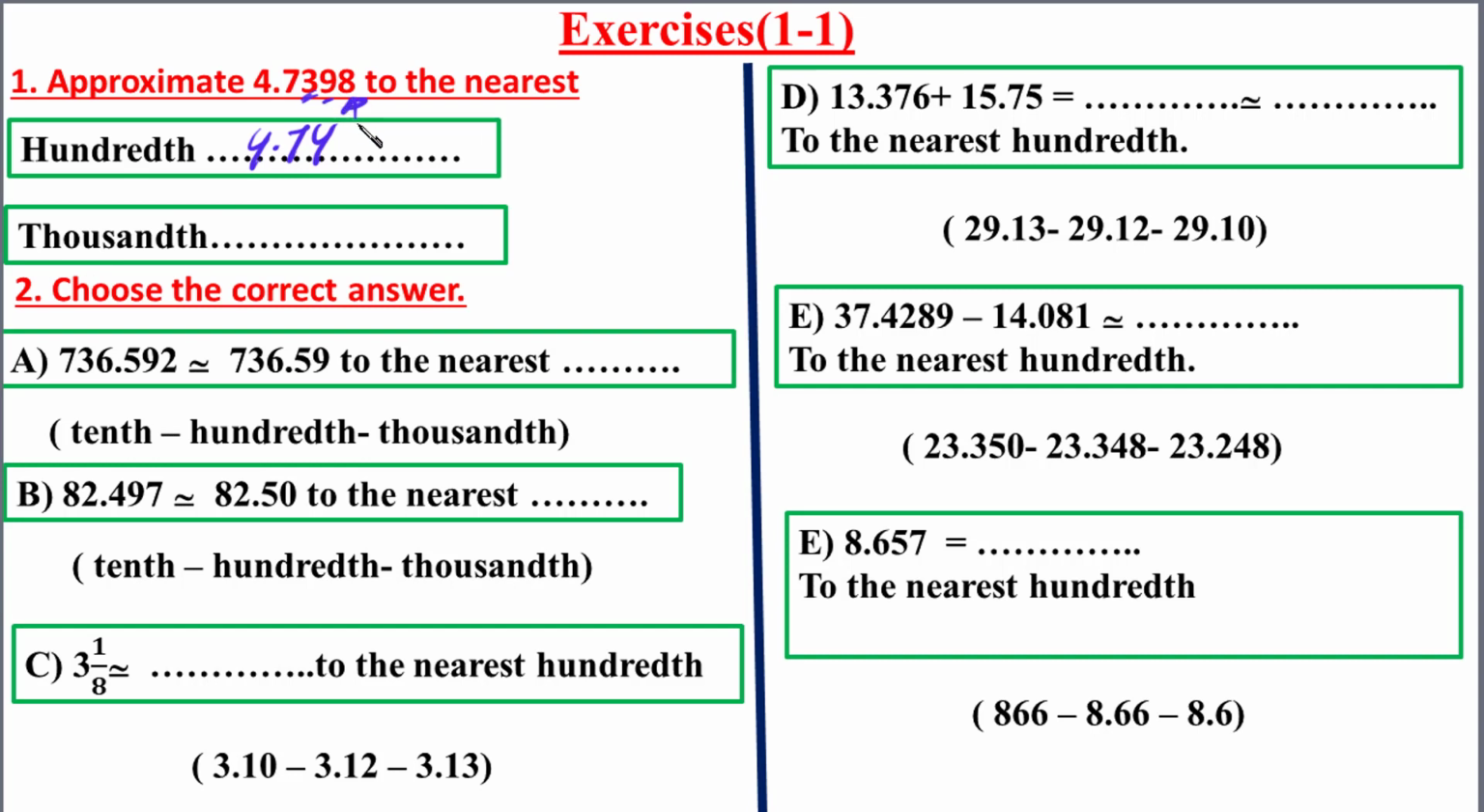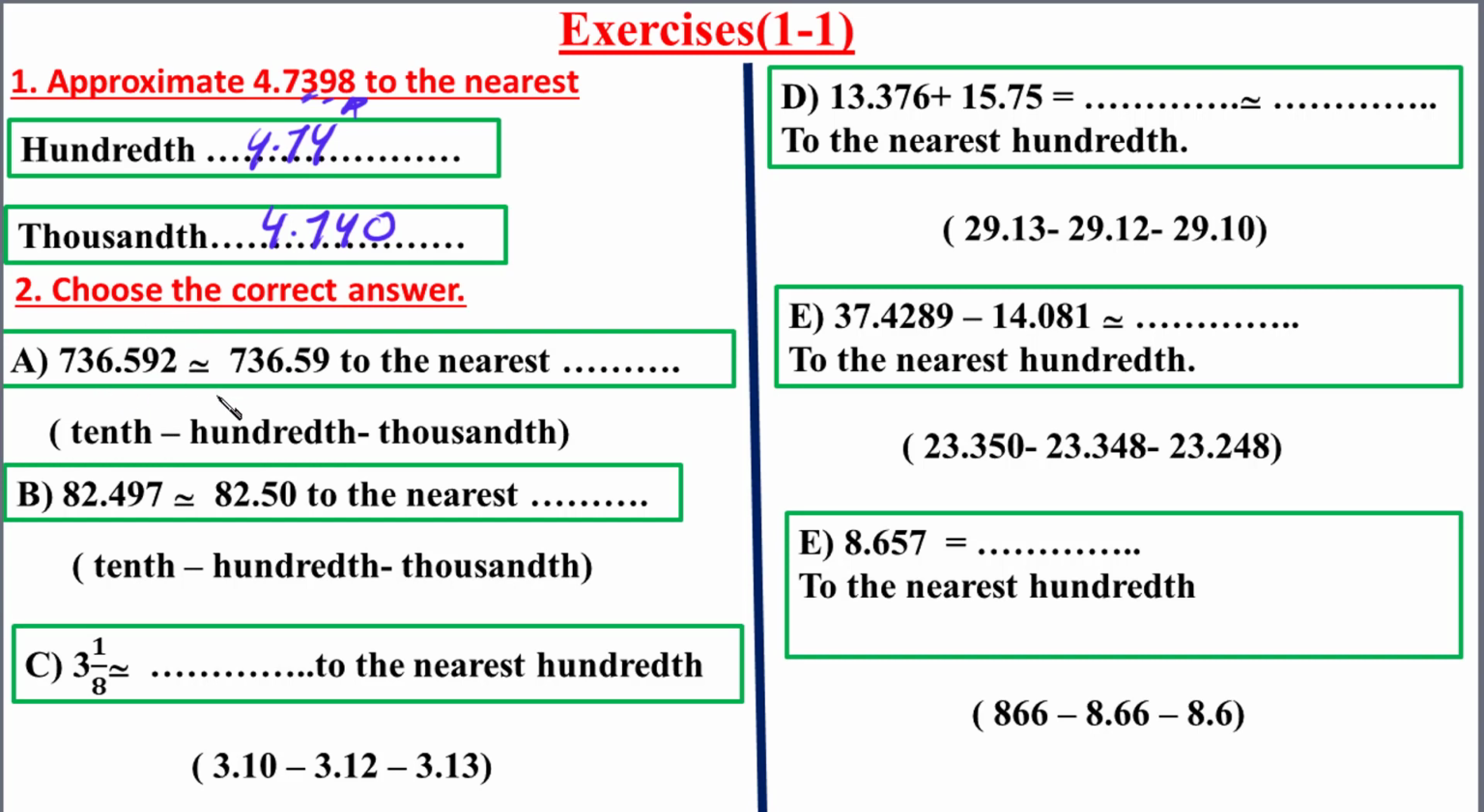So look at the ten-thousandth place, it's 8, more than 5. So the thousandth place will be increased by 1. It's 9, it will be 10. So carry 1 over to 3, it will be 4, and 9 will be 0. Approximately equals 4.740. Second question, he said choose.